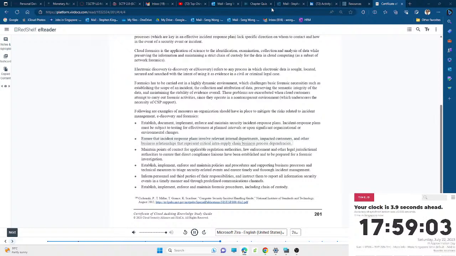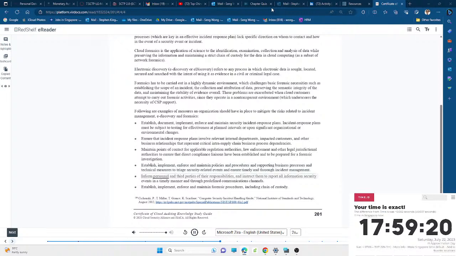Ensure that incident response plans involve relevant internal departments, impacted customers, and other business relationships that represent critical intra-supply chain business process dependencies. Maintain points of contact for applicable regulation authorities, law enforcement, and other legal jurisdictional authorities to ensure that direct compliance liaisons have been established and to be prepared for a forensic investigation. Establish, implement, enforce, and maintain policies and procedures and supporting business processes and technical measures to triage security-related events and ensure timely and thorough incident management.